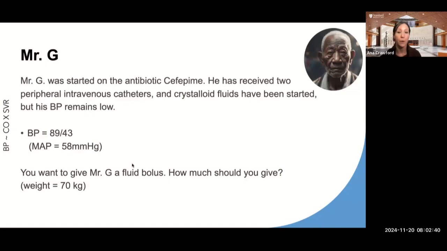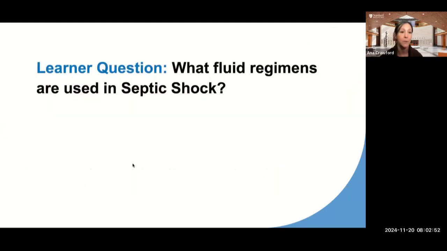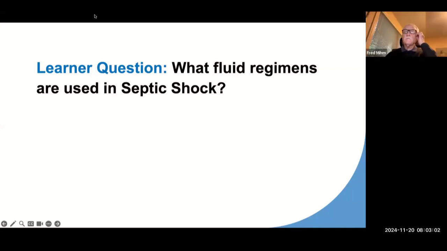Great. So we're all saying about the same thing. So 30 milliliters times 70 kilograms would be 2,100 milliliters of fluid for Mr. G. So that's around 2 liters, which is what most of the panelists have said. So let's talk a little bit about fluids and what types to use and how much to give. And I'm wondering, Dr. Amin, would you be able to help us with some of the information?